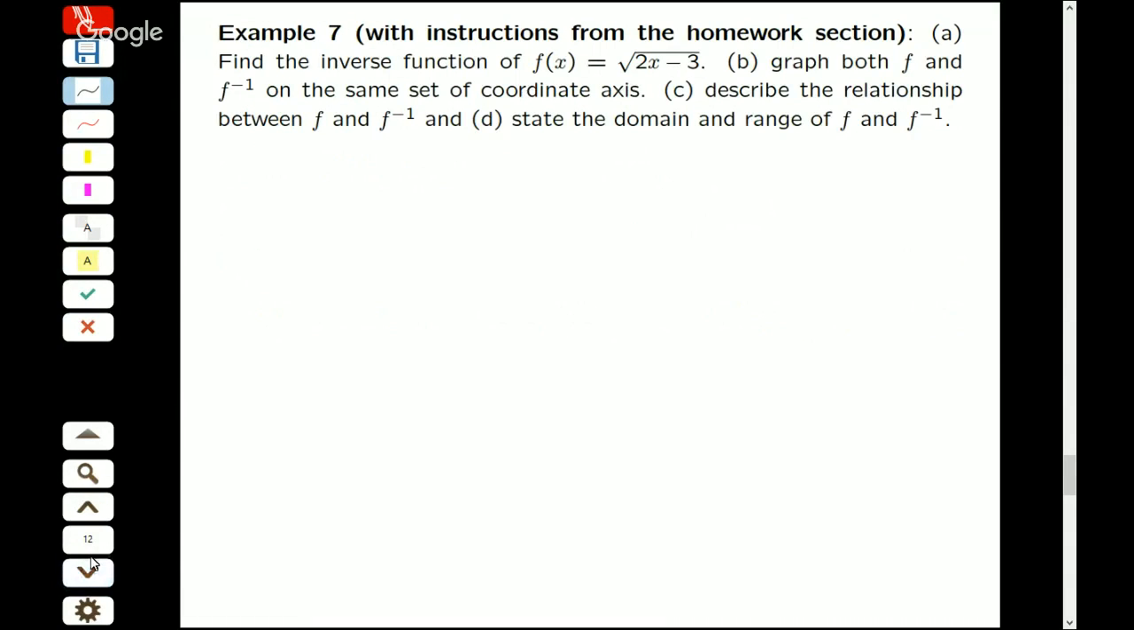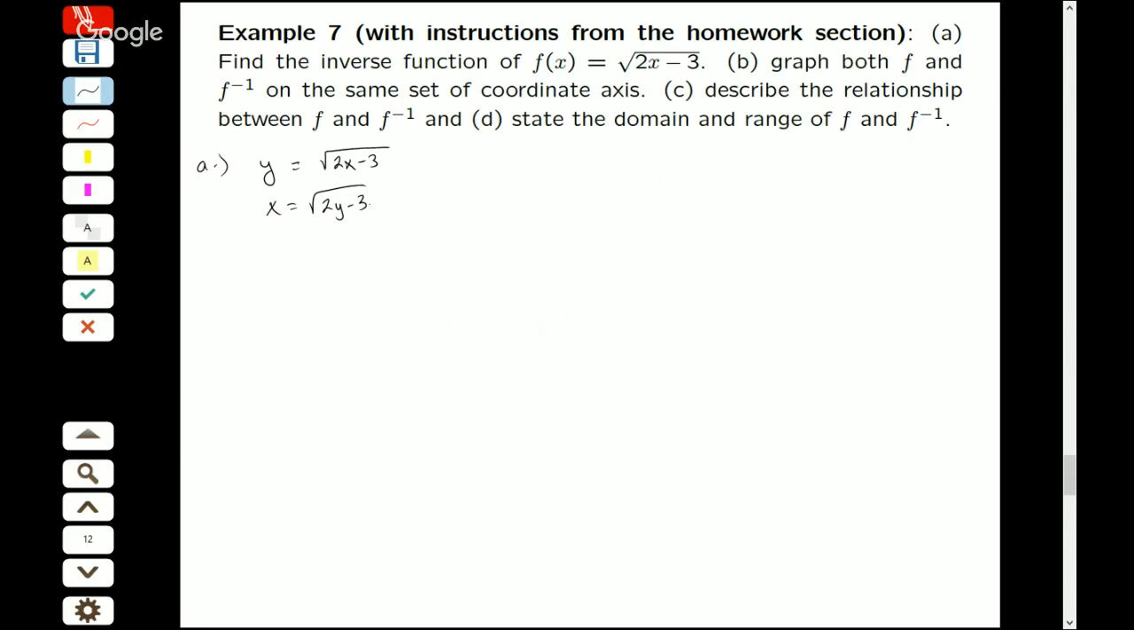So let's actually do example 7. The instructions in the homework had different parts to it, so I listed all the parts up here. Part A says find the inverse function for f of x. So that means the first step was write y for f of x. So we have y equals the square root of 2x minus 3. The second step was to interchange x and y.